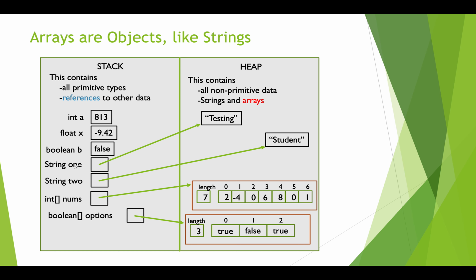Arrays are similar to these objects. Here we have an array reference variable called nums, and it is pointing to an array that is stored over here on the heap that happens to be an array of 7 ints. Here we have an array reference variable that points to a boolean array. It's called options, and it contains a memory address that is pointing to this array over here, which happens to contain 3 boolean values.